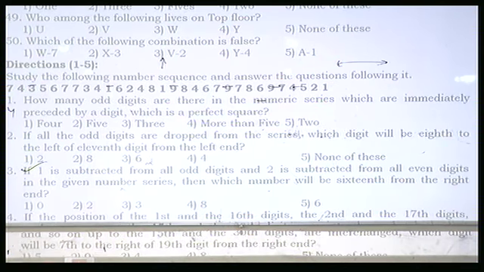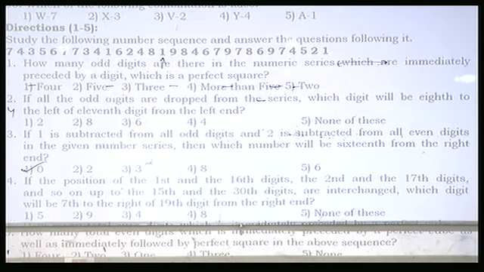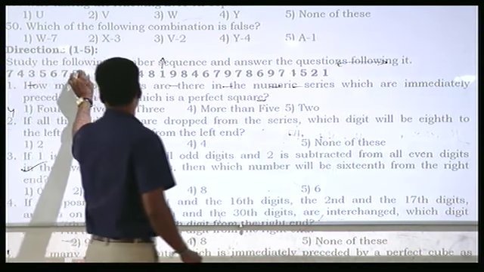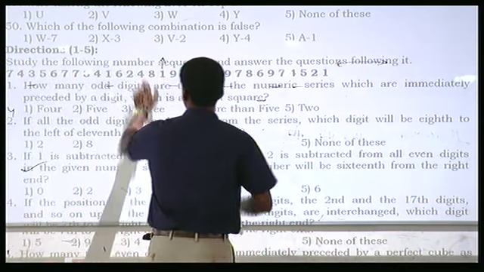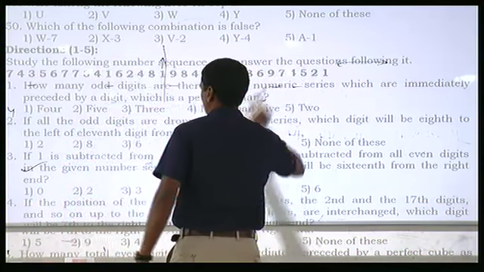Yes? Question number 4. If the positions of the first and the 16th, second and 17th are interchanged, in total how many elements are there? Total number of sequence? Are there 30? 4, 5, 6, 7, 8, 9, 10, 11, 12, 13, 14, 15. That's it, isn't it? 15.